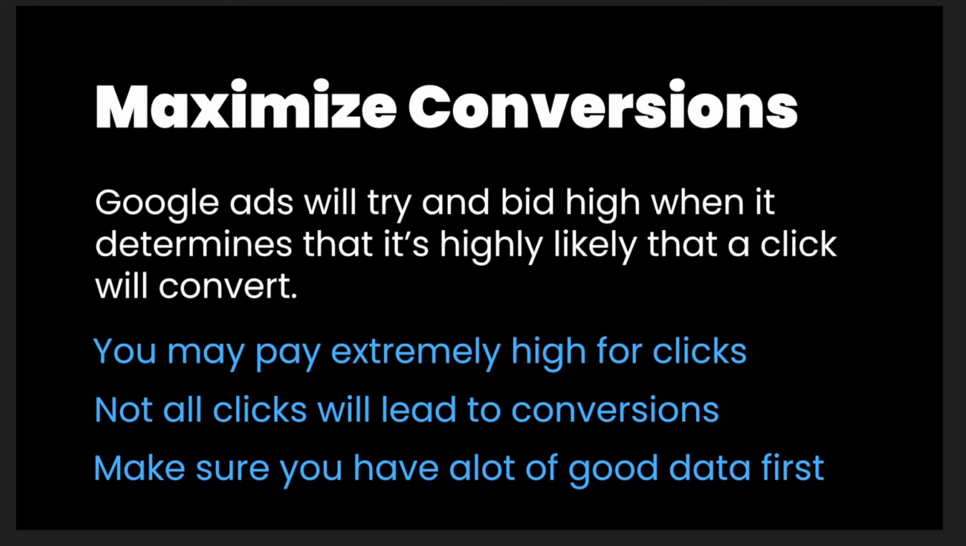Make sure that you have a lot of good data. Make sure that you've been running your campaign for a while. Make sure that you understand exactly what's happening before you try and implement maximize conversions. And remember, not all clicks are going to lead to sales. So keep that in the forefront of your mind. Basically, this setting is more for Google than for you. It's so that Google can get the most money out of you per click. So be very careful with the setting, and it will definitely burn through your budget extremely quickly.